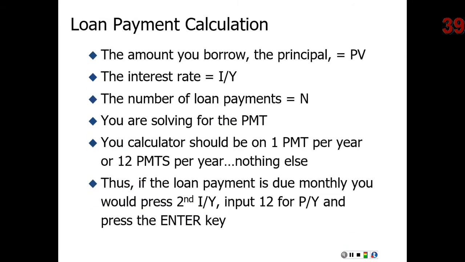All right, now to calculate a loan, it's really simple. We need, again, 3 variables. We're solving for the 4th. We need a present value. Present value is how much you are borrowing. It's the principal amount. We need an interest rate, and we need an N, which is a number of payments. We're going to be solving for the payment amount.